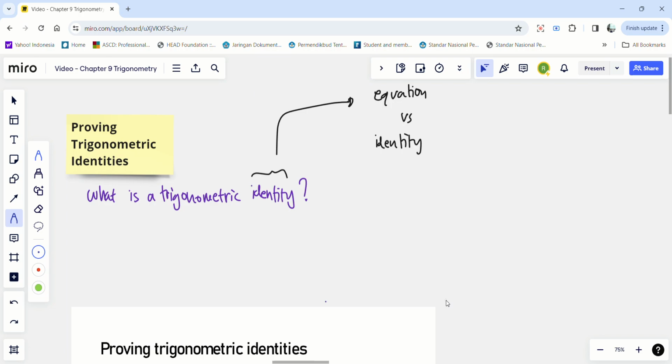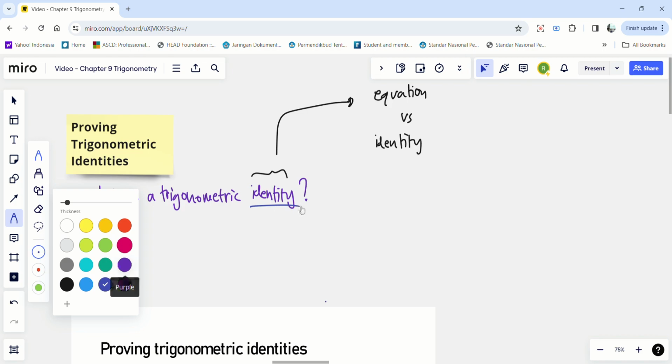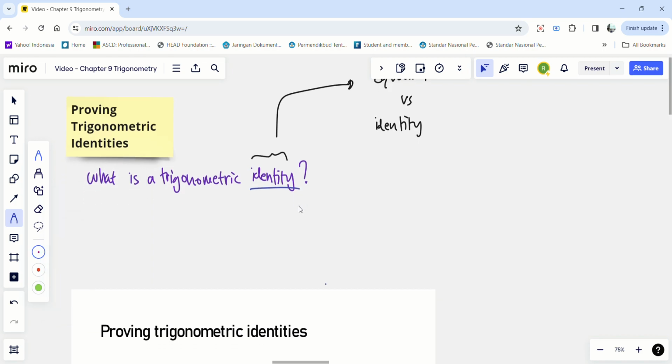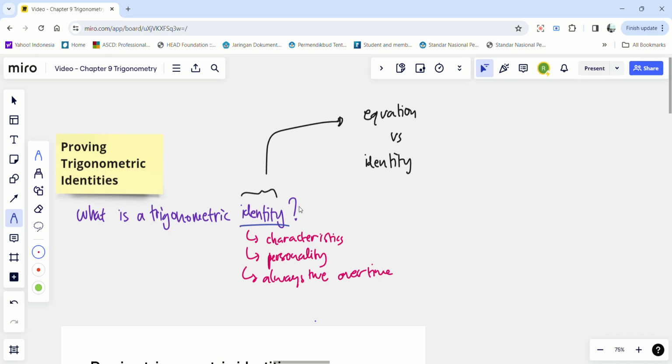Whenever we are talking about identity, it's like human identity, our identity, or someone's identity. We always talk about a person's character or characteristics, like a personality or something like that, right? So identity is always talking about a certain characteristic, a certain personality, something that is always true over time. So, for example, like I'm a man or I'm a person or something like that. Same is true with trigonometric identity.